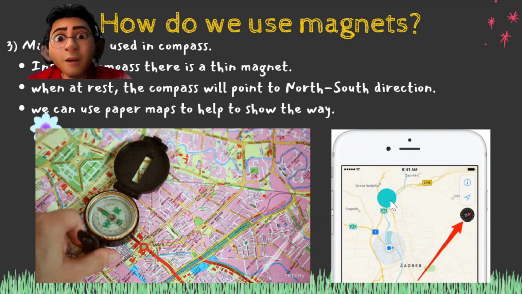It's the same like in handphone. In phones, we have a small symbol here saying north, more or less like a compass. If I'm not mistaken, we have magnets in our phone, but I'm not sure about that, but we can check it next time.